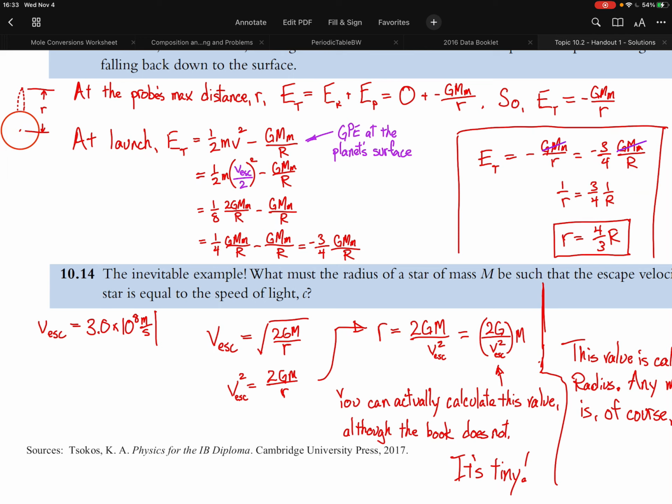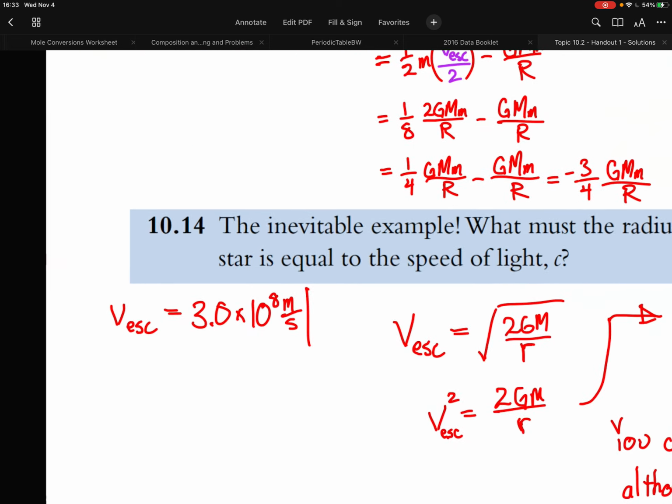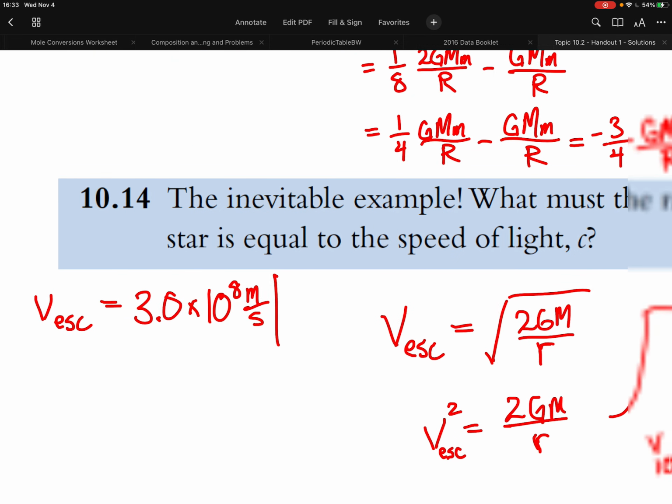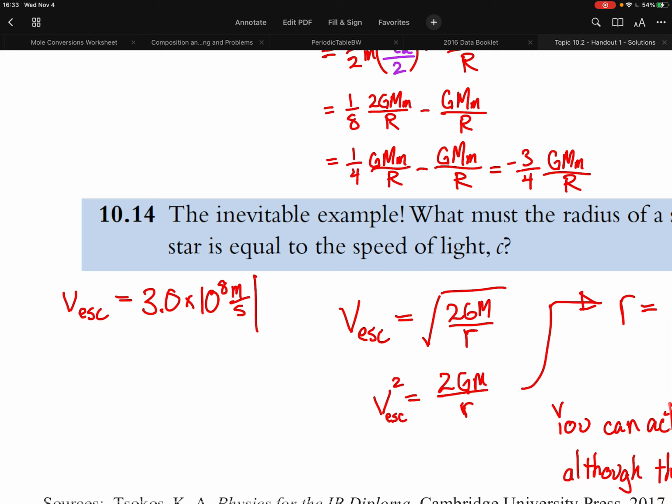Last question, 10.14, the inevitable example. What must the radius of a star of mass m be such that the escape velocity from the star is equal to the speed of light c? Okay, well, they tell us our escape velocity. We know that it's 3.0 times 10 to the 8 meters per second. Everyone should know that immediately off the top of your head.